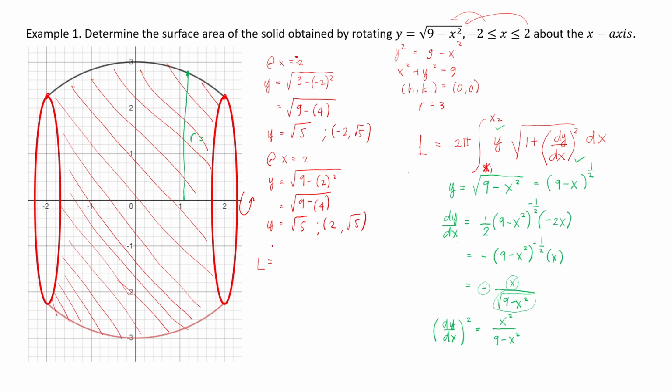So again, try to be ready with your calculator. So try to evaluate this one. So 2 pi, and then x1 to x2 is from negative 2 towards 2. And then our y variable is the square root of 9 minus x squared. And then the square root of 1 plus x squared over 9 minus x squared dx. So probably this one might take a bit longer.